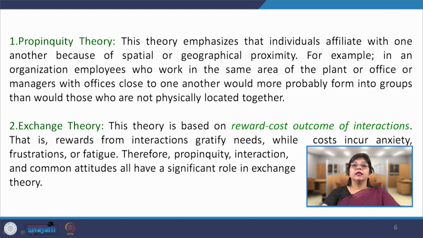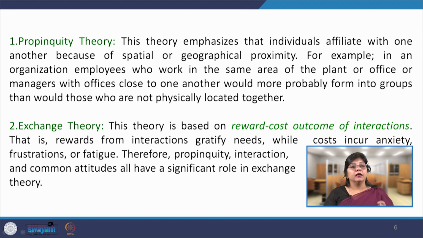The other is exchange theory. This notion of why people join a group is completely based on the reward cost outcome of interaction, that is, what a person gains from any interaction. Rewards are from interactions that gratify an individual's need. When we are interacting with another person, we are sharing and satisfying our psychological and emotional needs, and that is a reward.